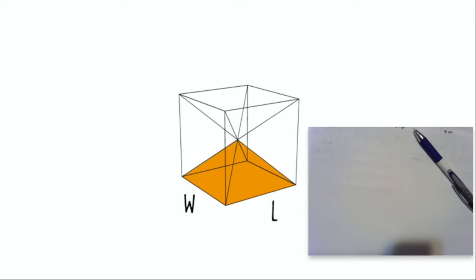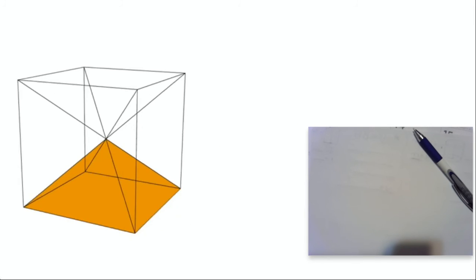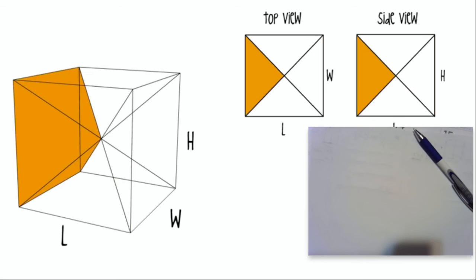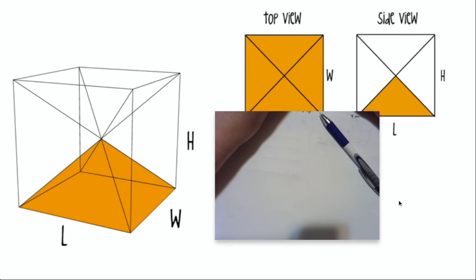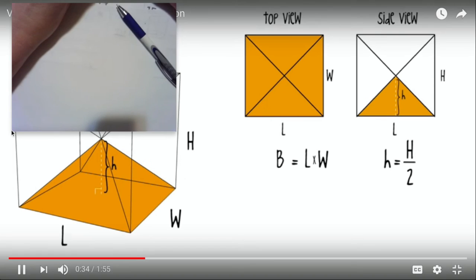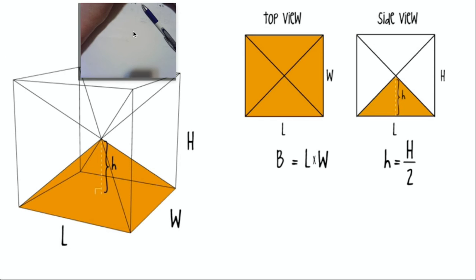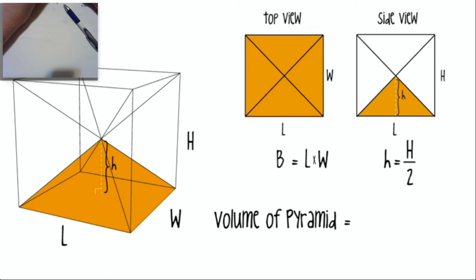We begin with a cube. And let's go ahead and label its length, width, and height. Now, a cube can always be divided into 6 equal pyramids. The base of each pyramid is length times width. The height is going to be the height of the cube divided by 2. So in order to find the volume of the pyramid, we take the volume of the cube and divide it by 6, since the 6 pyramids are equal to the whole cube.